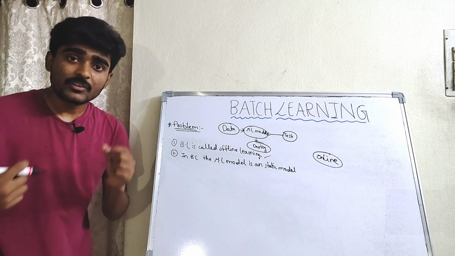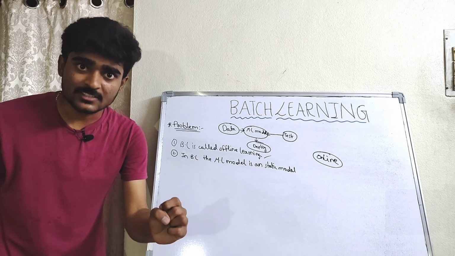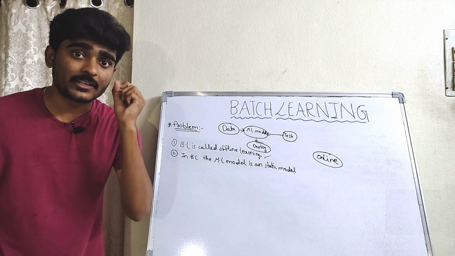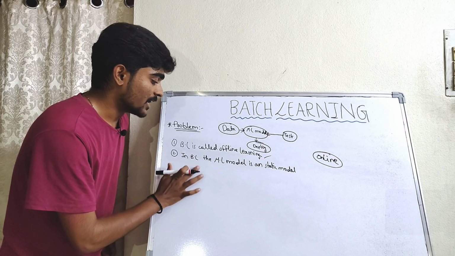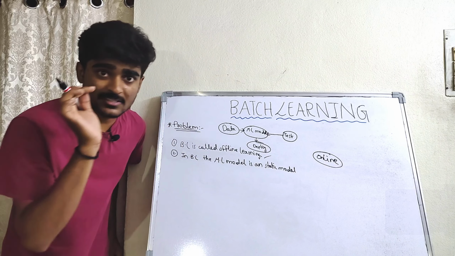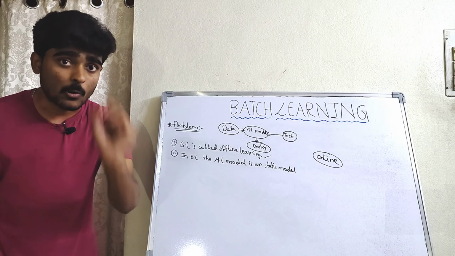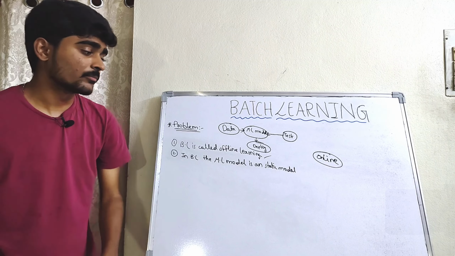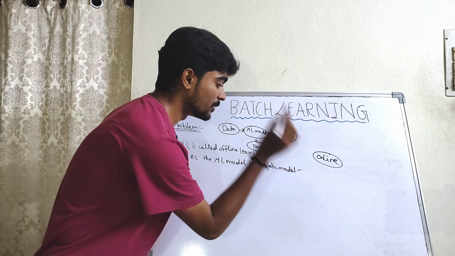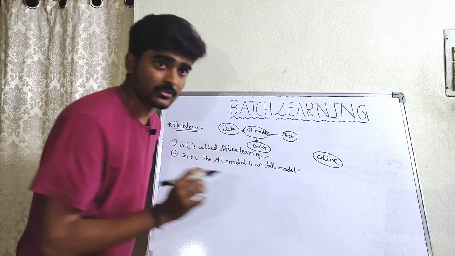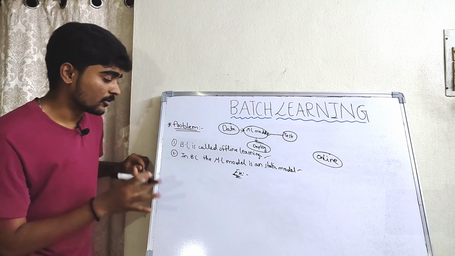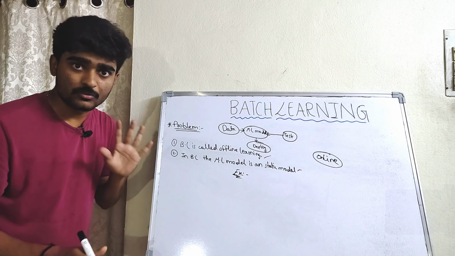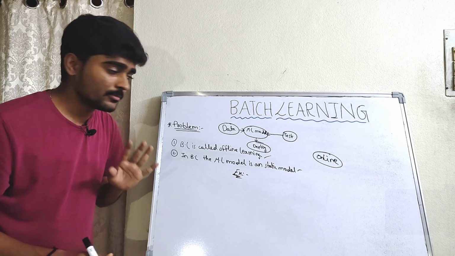Until then we cannot perform any parametrical changes or any training process when the model is online. So that is why in batch learning the machine learning model is a static model when it is online. So these are the two basic points. Now let's understand the problem with an example. I hope you clearly understood both these problems. Now let us see an example.